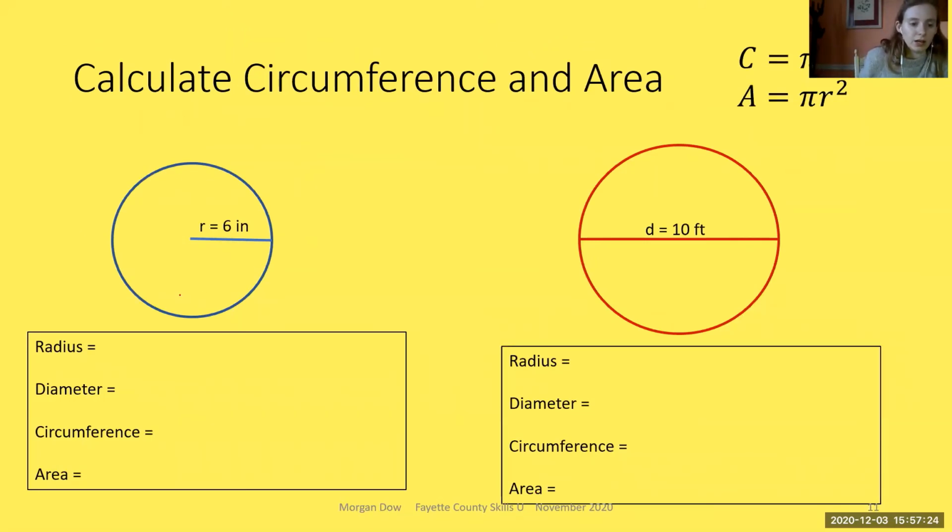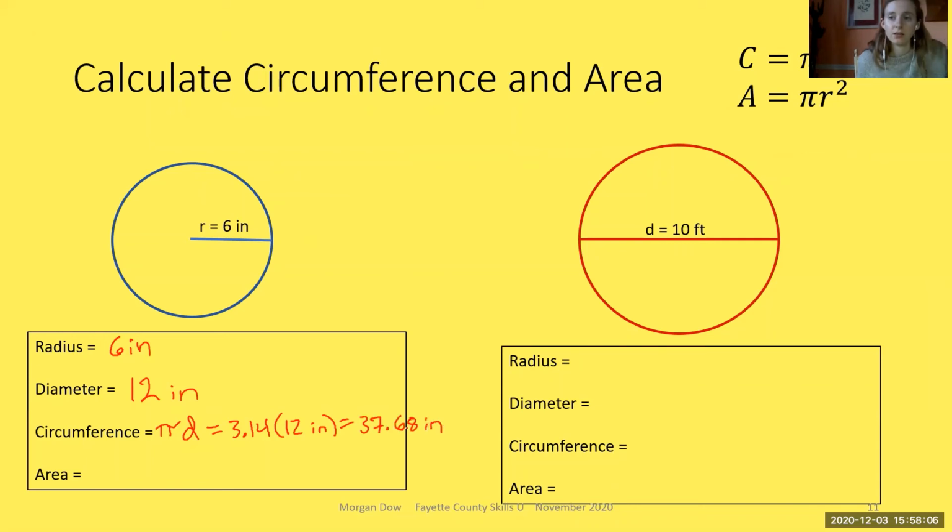With this blue circle here, we know that the radius is 6 inches. Now we're going to fill in the rest of this information. So if the radius is 6 inches, then the diameter is 12 inches. And the circumference, we want to think back to our formula. Our formula is pi times the diameter. So that's going to be 3.14 times the diameter, which is, I'm going to get out my calculator here. 3.14 times 12 gives me 37.68 inches.